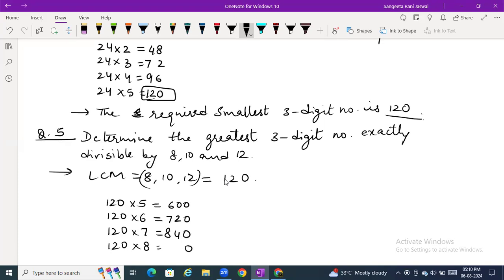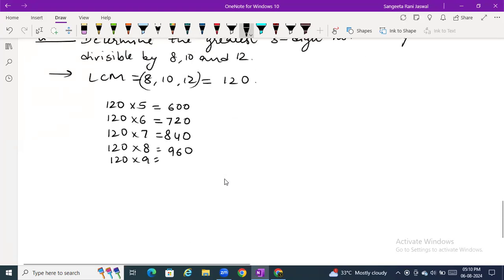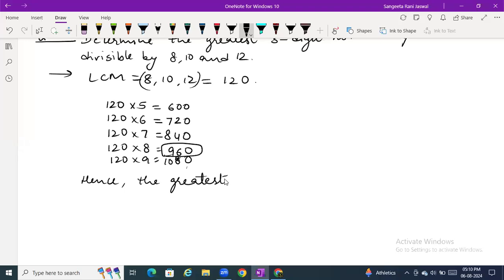Ma'am, 960. This is 960. Ma'am, that's as far as we can go. 120 into 9 is 1080, so this is now a four-digit number. That means the greatest three-digit number is 960. Okay, here you can write the concluding statement. Hence, the greatest three-digit number is 960. You understood, children?